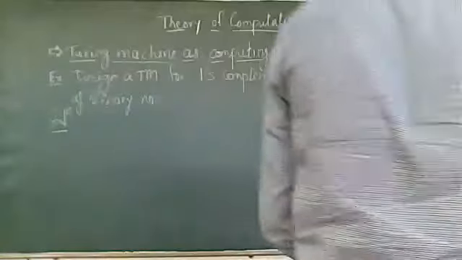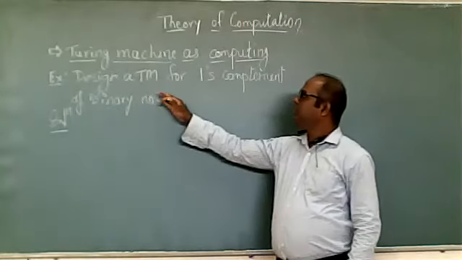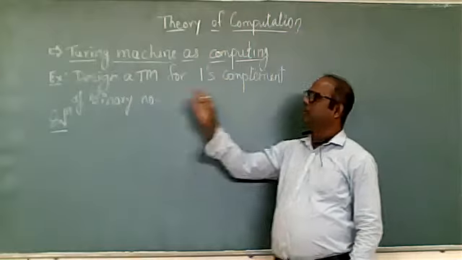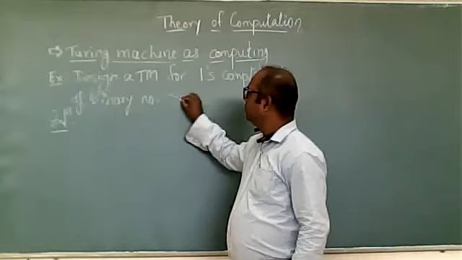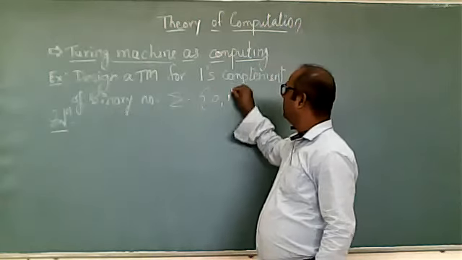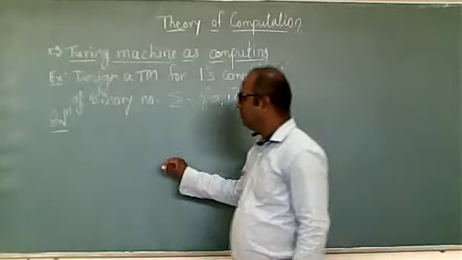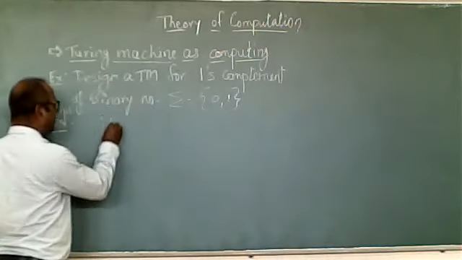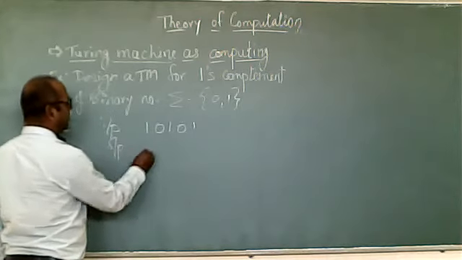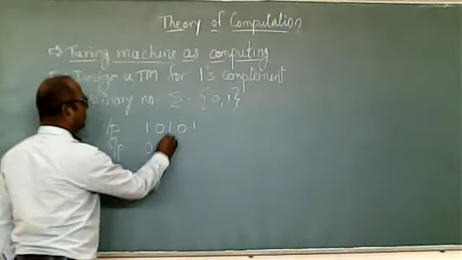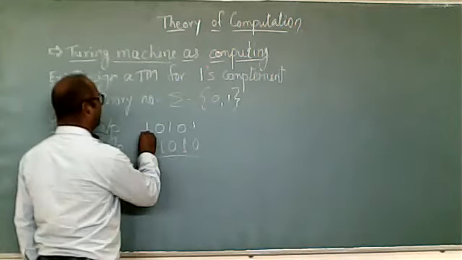One's complement of a binary number. Now, designing a Turing machine for one's complement of a binary number. When they are saying complement of a binary number, sigma is 0, 1. And one's complement means what? If your input is 10101, the output we require is: 1 will become 0, 0 will become 1, 1 will become 0, 0, 1, and this 1 as a 0. This output we require with this input.